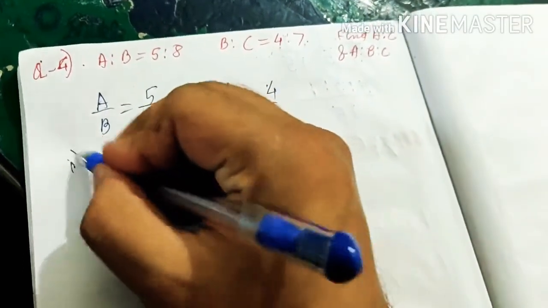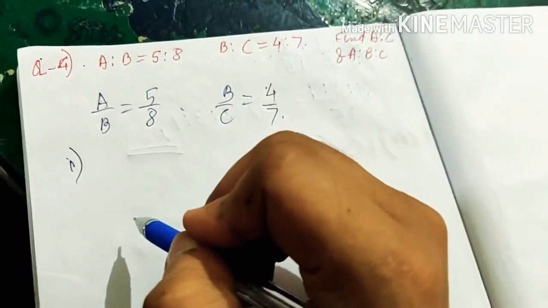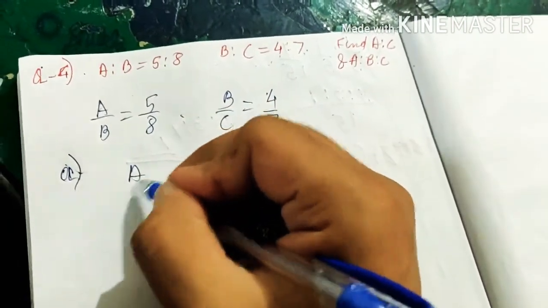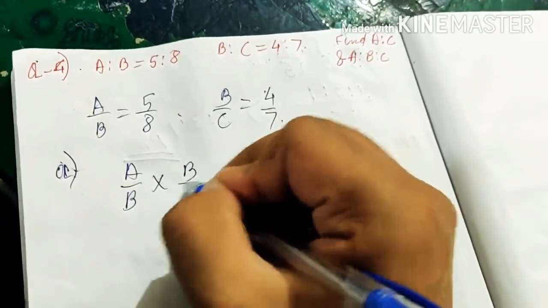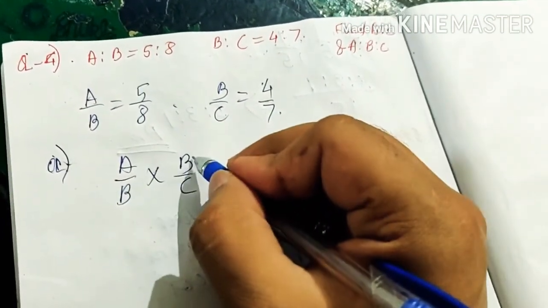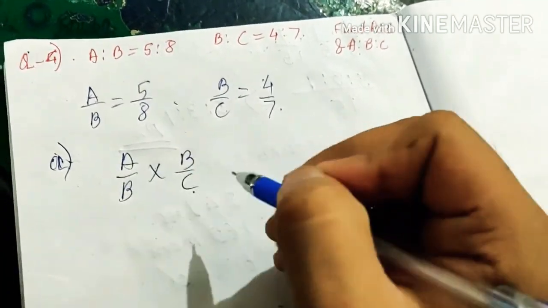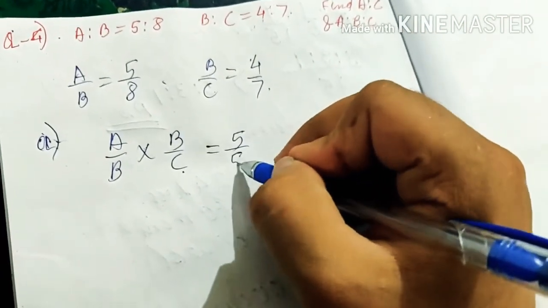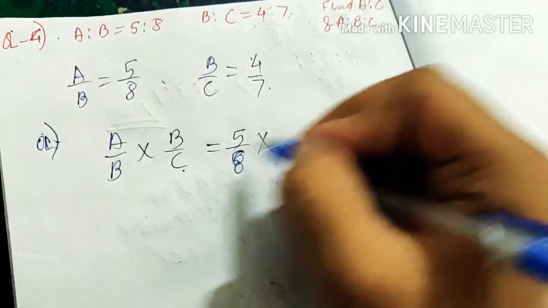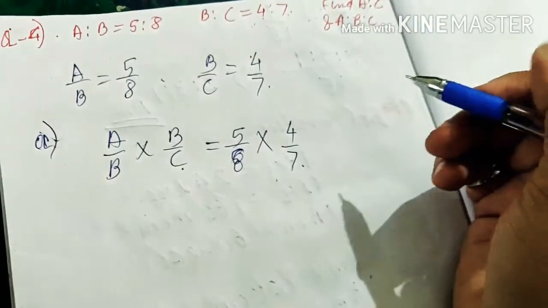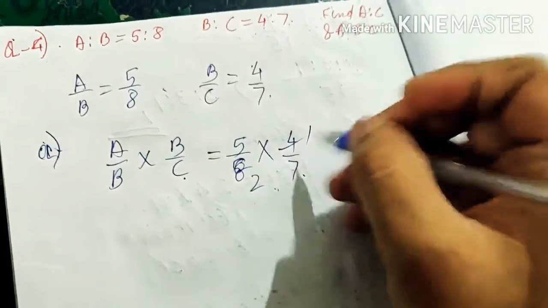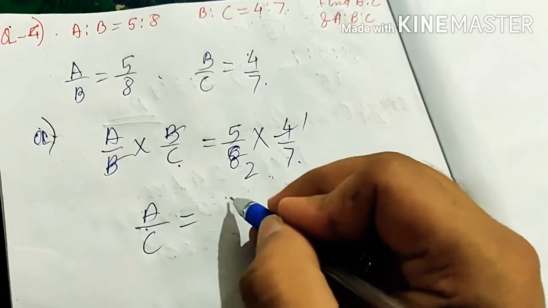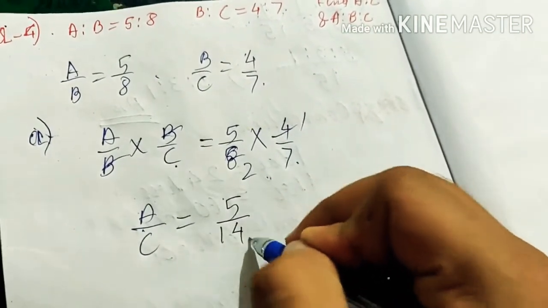For the first part, that is A is to C, what you can do is, if you multiply A upon B into B upon C, this B and B will be cut off, and you will be left with A upon C, and A upon C equals A is to C. So that is A upon B equals 5 upon 8, into B upon C, which is 4 upon 7. Cut this off. So you are left with A upon C equals 5 upon 14.